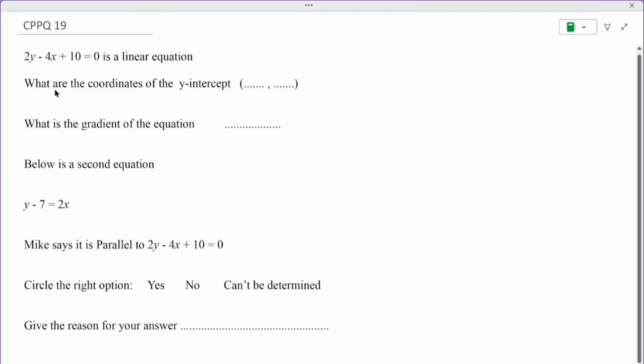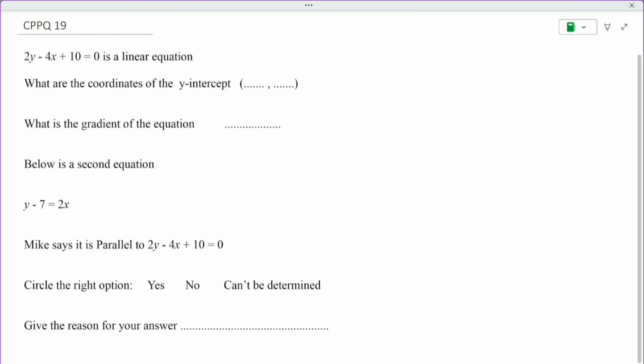You might be confused about the term, the coordinates of the y-intercept. The coordinates there means plural. That means you need the x and the y coordinates of the y-intercept. I know what the y-intercept is. It's the point where the line crosses the y-axis. And we can't get it directly with this equation.